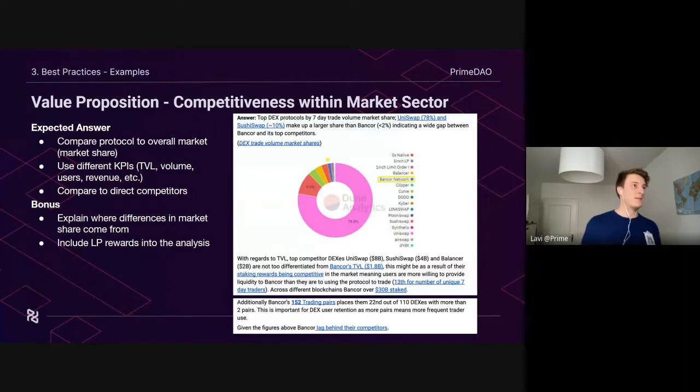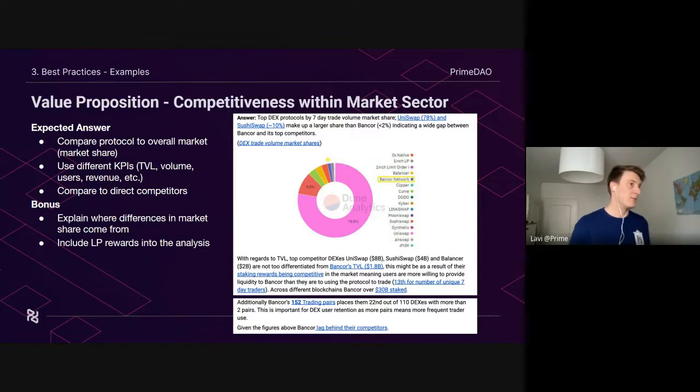And so he compares Bancor to its competitors by using the daily trading volume, and then he uses the market share of the daily trading volume, which is important. He also uses TVL, because all of these DEXs, liquidity pools, they need TVL, they need liquidity for their trading. So this is a second important metric for DEXs. He also uses that at the bottom.